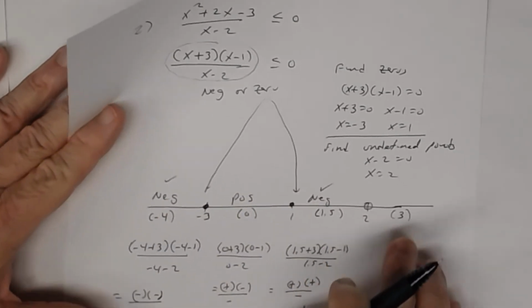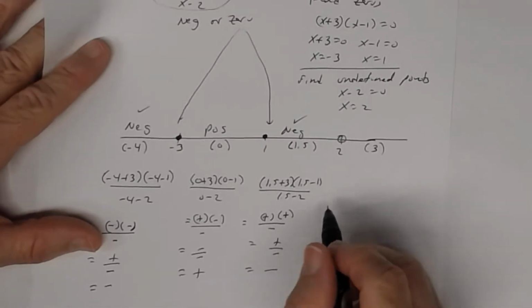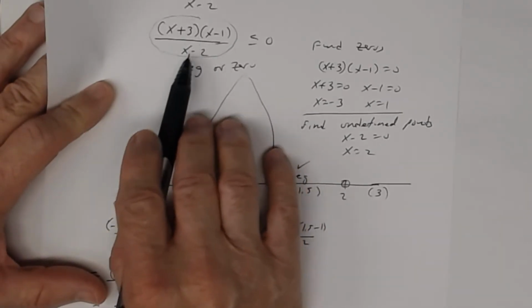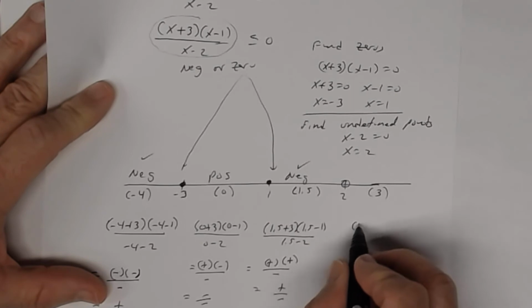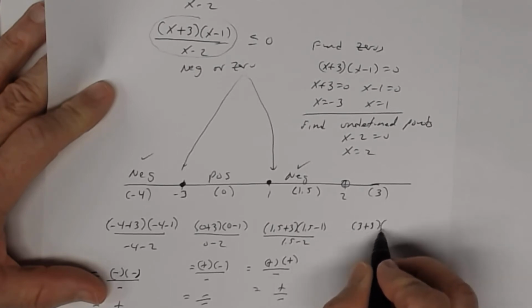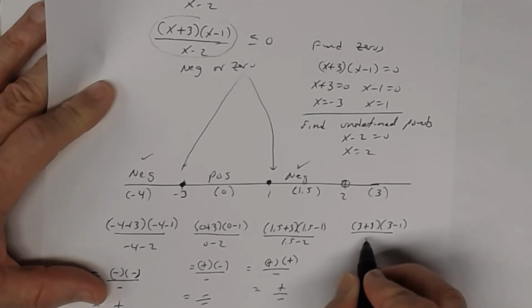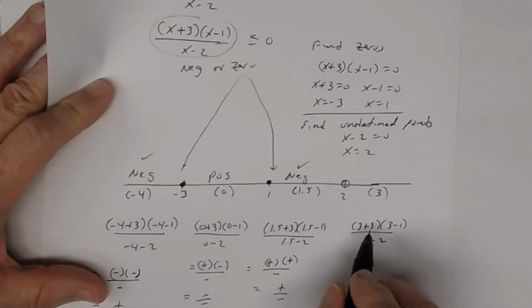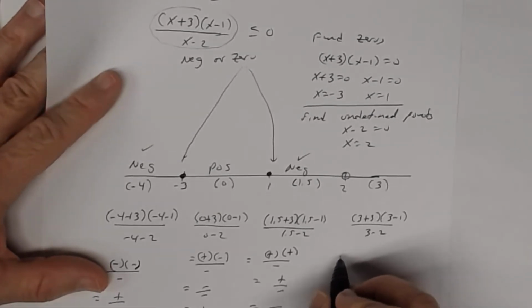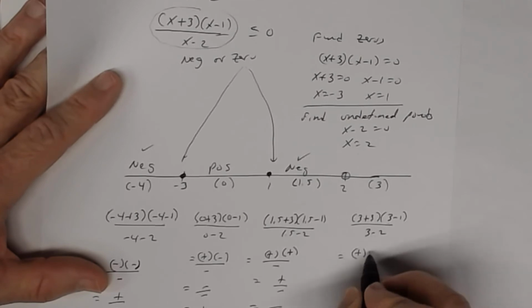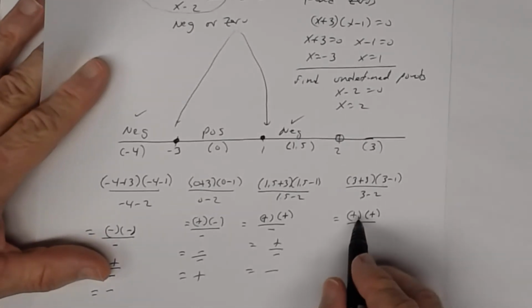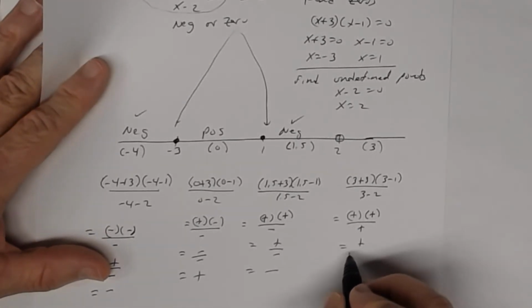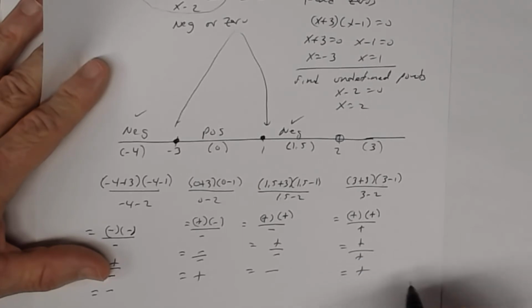And then finally, the last one, 3. Do the same thing. Wherever you see the variable x, substitute 3. So I get 3 plus 3 times 3 minus 1 divided by 3 minus 2. 3 plus 3 is a positive 6, so that's positive. 3 minus 1 is a positive 2, so that's positive. 3 minus 2 is a positive 1, that's positive. A positive times a positive is a positive. And then the denominator is positive, and a positive divided by a positive is a positive.